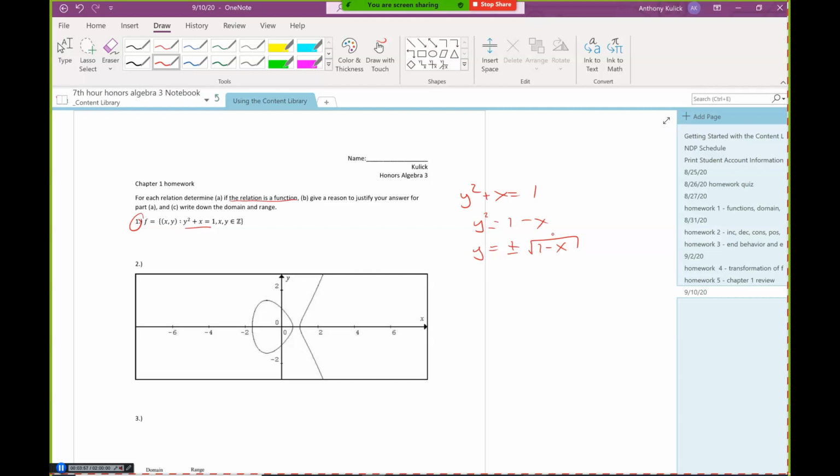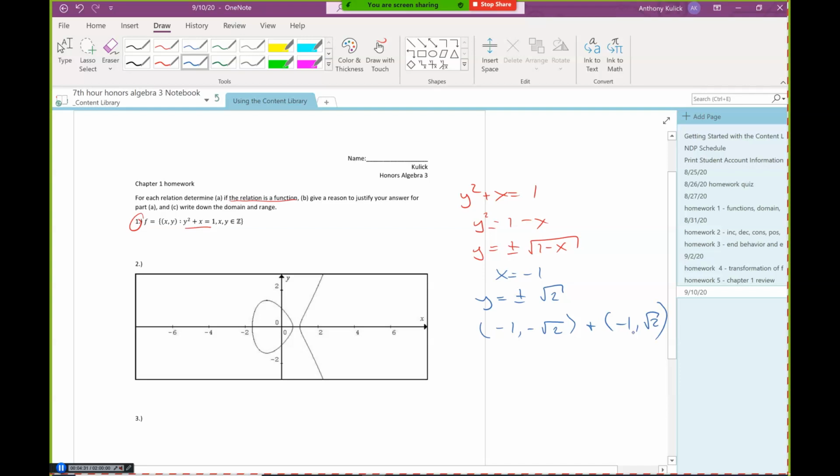Now, ideally, I can just pick any old value for x, and if I get two different y's, that's my evidence that it's not a function, right? So maybe I say, let's pick x to be -1. That would tell me y is plus or minus the square root of 2. So I have these two points, which would indicate that I don't have a function.